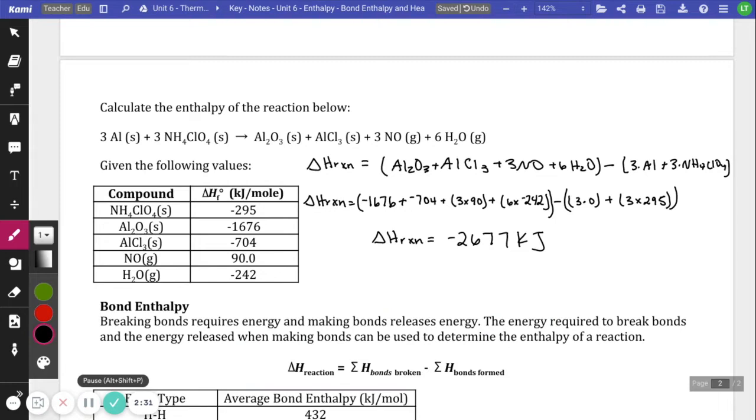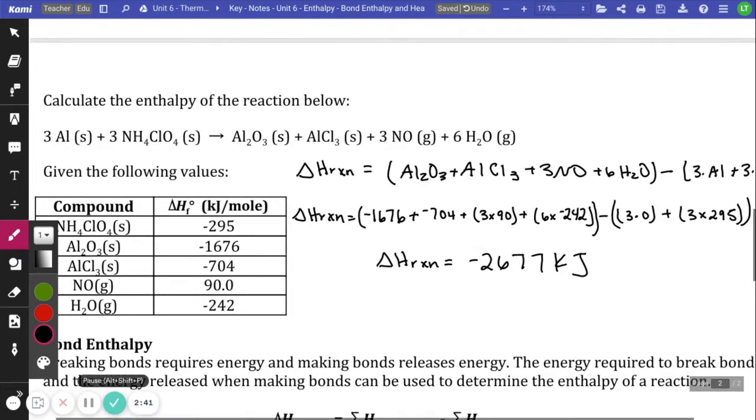Okay, guys, so you solve that whole problem. You do all of the heat of formation of your products minus all of your reactants, and plug it all in. There's quite a few there, but when I plugged it all in and plugged it into my calculator, I got negative 2,677 kilojoules as my heat of reaction for that one.